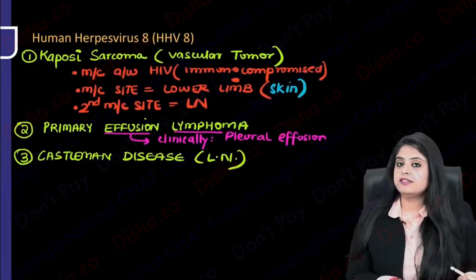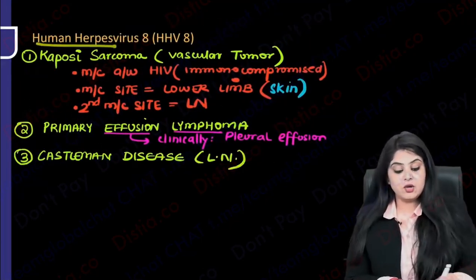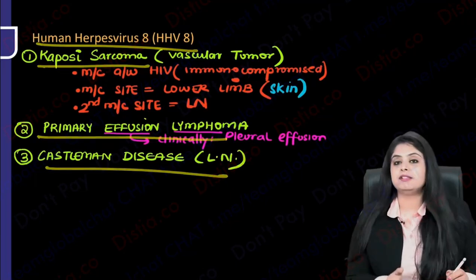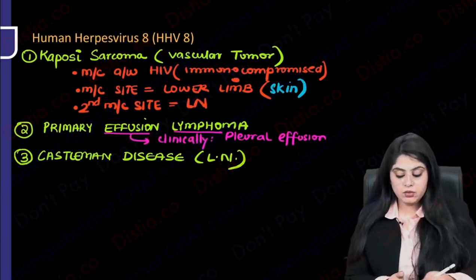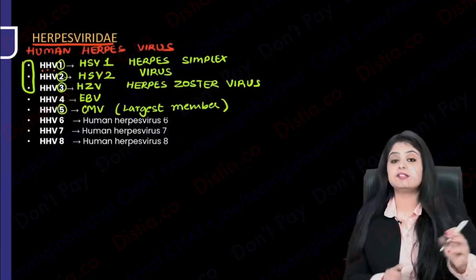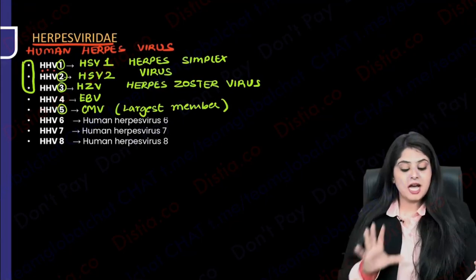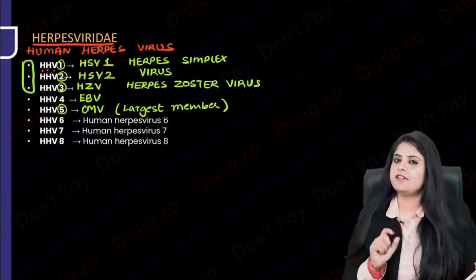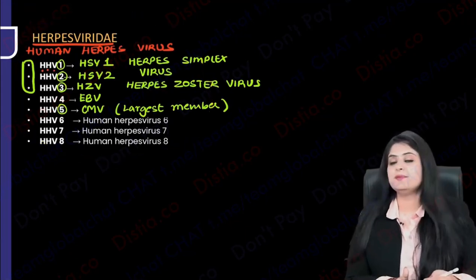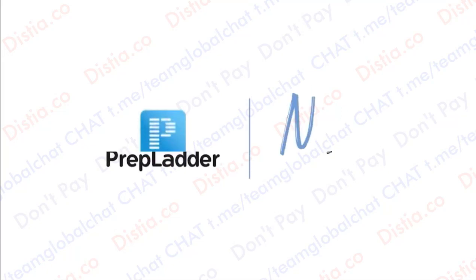So what are the three diseases that HHV8 causes? Kaposi sarcoma, primary effusion lymphoma, and Castleman disease. And on that note, you finish off all of your herpesviridae family that we started. This is the lengthiest of the DNA viruses. After this, the rest of the DNA viruses are very short, very quick. So we have finished all of these, and I hope you have been able to understand the same.